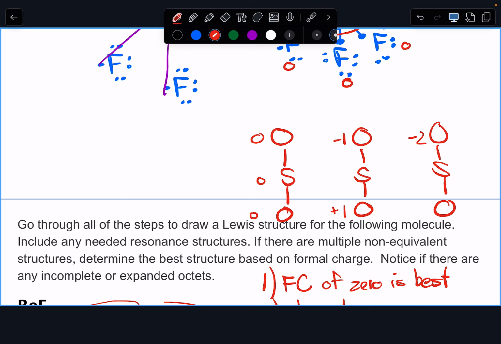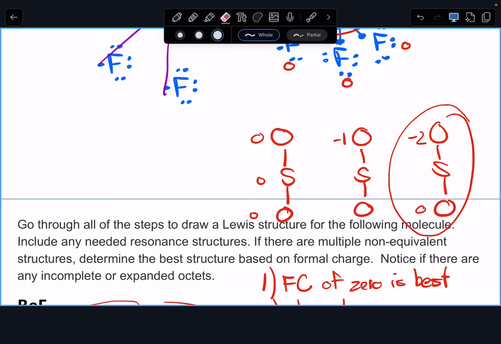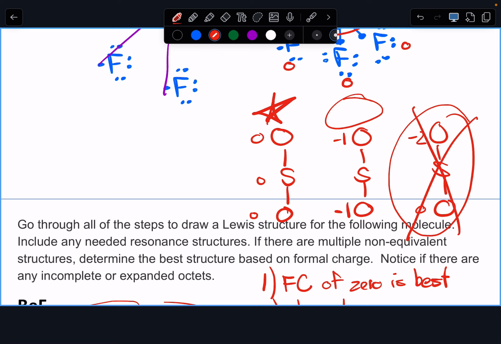This isn't really going to make sense, but I'm going to do it. Versus if I had -2 and 0. Yes, there's a 0, but it's always better to have multiple 1s. I want this guy to be -1 and -1. Okay, so this is our best option. This is our middle ground, and this is terrible.